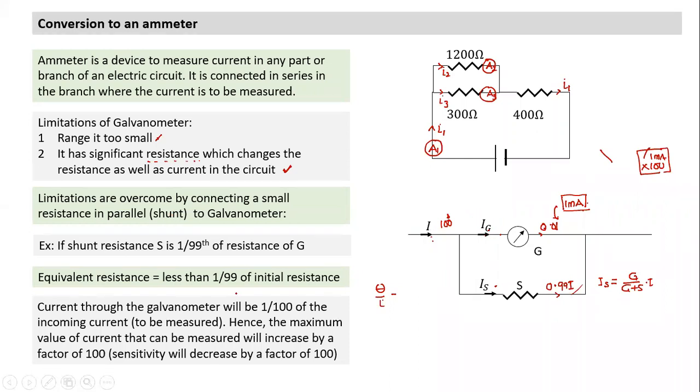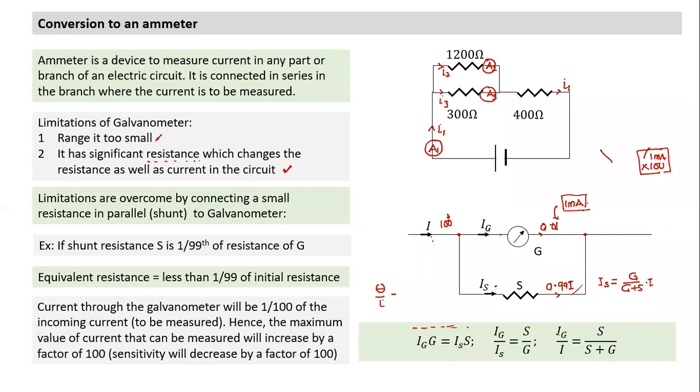So what is the equation we're going to use here? The equation is pretty similar, very simple. Between those two points, what is the potential drop from here to here? G is the resistance and Ig is the current flowing through the galvanometer. So the potential drop along this path is Ig into G, and along this path it is equal to Is into S. That's the only equation I'll use for conversion of a galvanometer into an ammeter. Understanding this equation is fairly simple: I'm just equating the potential across the galvanometer and the shunt.